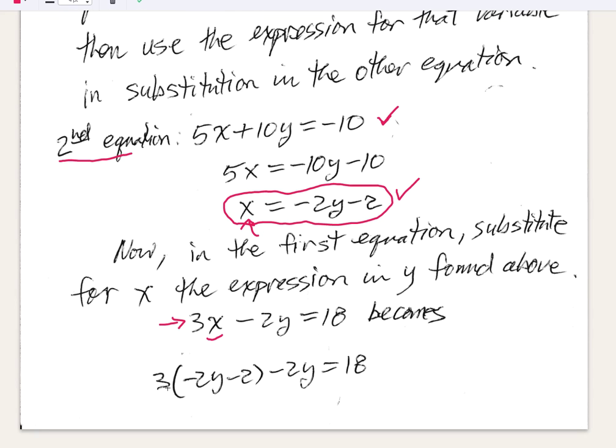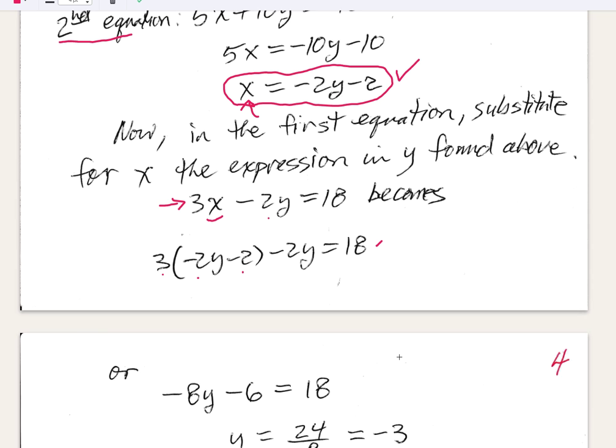So you can see, don't forget your parentheses here when you do this, because that 3 as a multiplier is going to multiply in both of these terms here. So it's 3 times the quantity, negative 2y minus 2, and then subtract your 2y, and that gives you 18. Now the beauty of this is we now have a single equation in a single unknown, right?